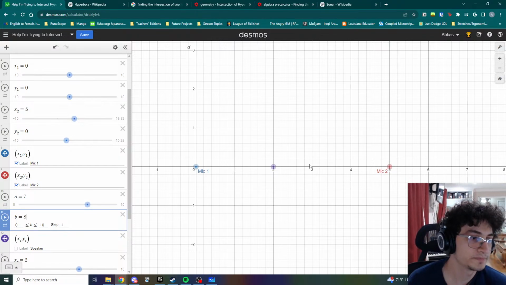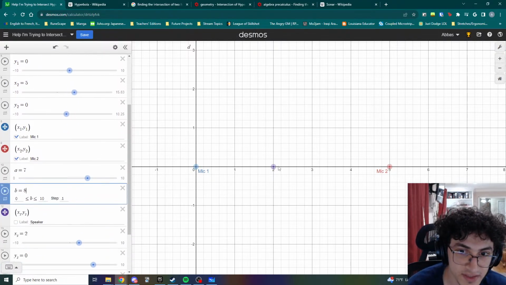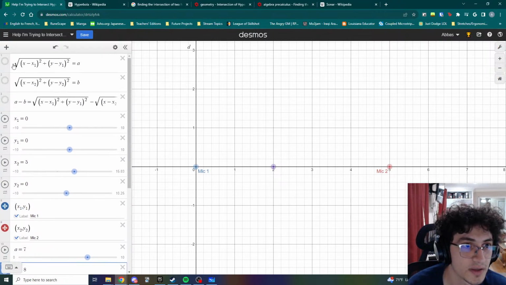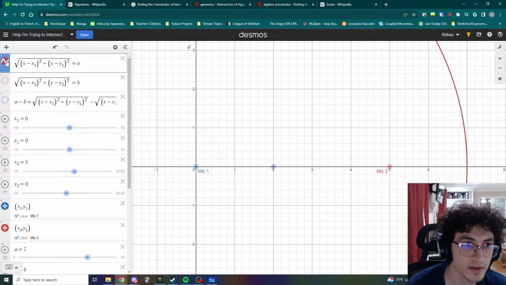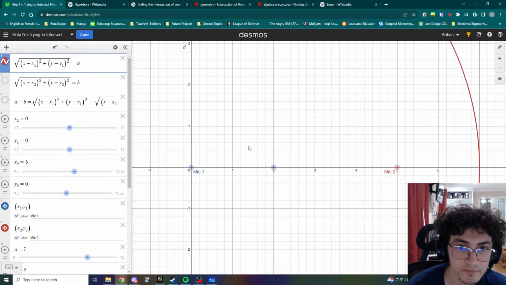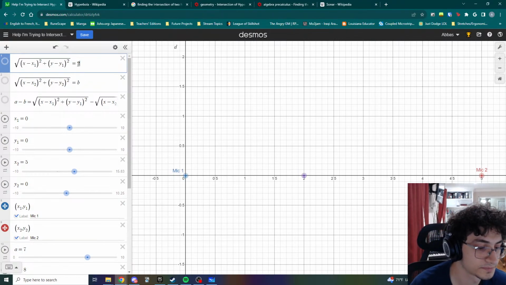But is that the only solution? Well, let's figure it out. So I'm trying to find the distance between mic 1 and the speaker. We can use the Pythagorean theorem. This would be where the speaker can be. This is the first microphone. We take the difference of those because I'm looking for the difference in the x and then the difference in the y. We square those, add them together, and we get a radius of 2 squared.